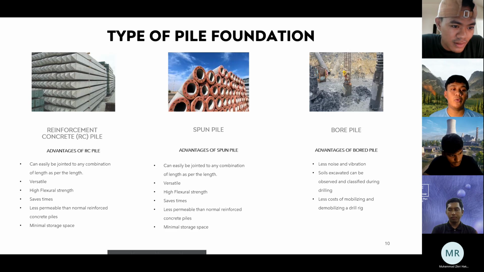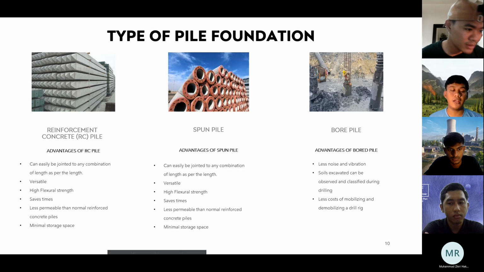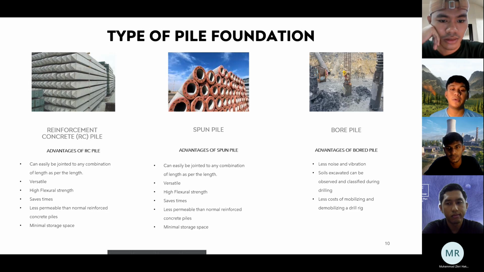First, when you use the RC pile, it can easily be jointed to any combination of length as required. Versatile, high flexural strength, saves time, less flammable than normal reinforced concrete piles, and minimal storage space. For the spun pile, the advantage is that it can easily be jointed to any combination of length as required. Versatile, high flexural strength, saves time, less permeable than the normal reinforced concrete pile, and minimal storage space.